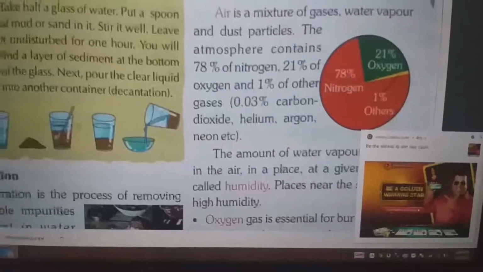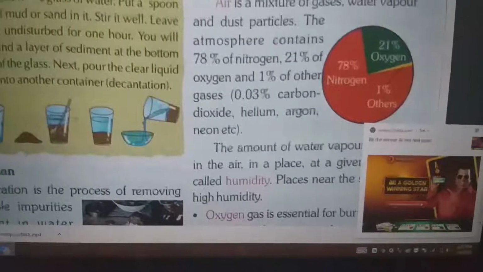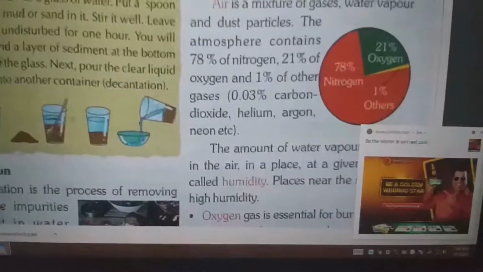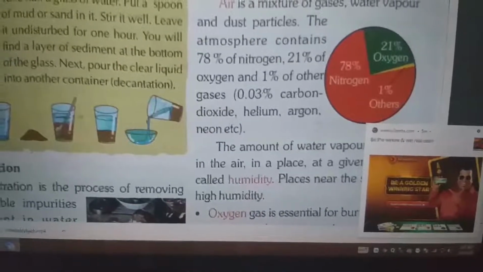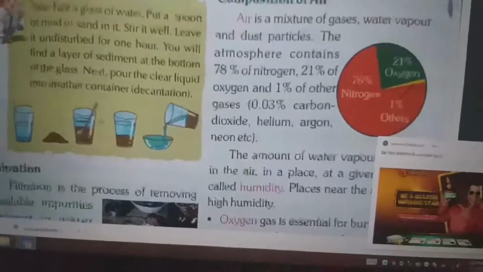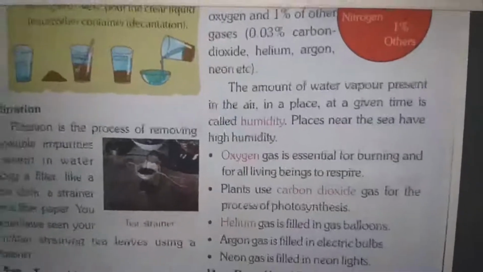And 1% is the rest of the gases, which includes carbon dioxide, helium, hydrogen, neon, argon, etc. All other gases contribute only 1% of the air. The amount of carbon dioxide in it is 0.03%. Next, the amount of water vapor present in the air in a place at a given time is called humidity.